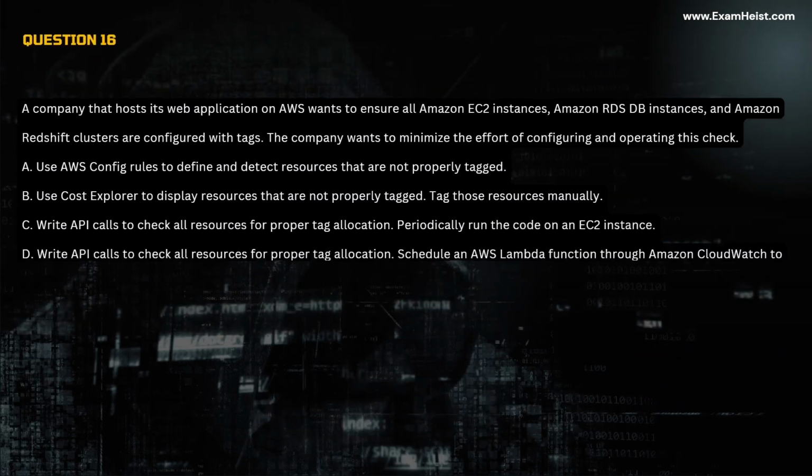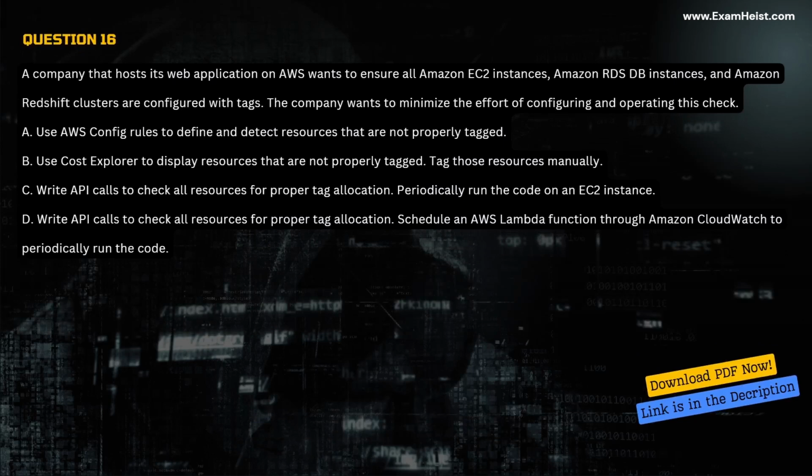Question 16. A company that hosts its web application on AWS wants to ensure all Amazon EC2 instances, Amazon RDS DB instances, and Amazon Redshift clusters are configured with tags. The company wants to minimize the effort of configuring and operating this check. A. Use AWS Config rules to define and detect resources that are not properly tagged. B. Use Cost Explorer to display resources that are not properly tagged. Tag those resources manually. C.